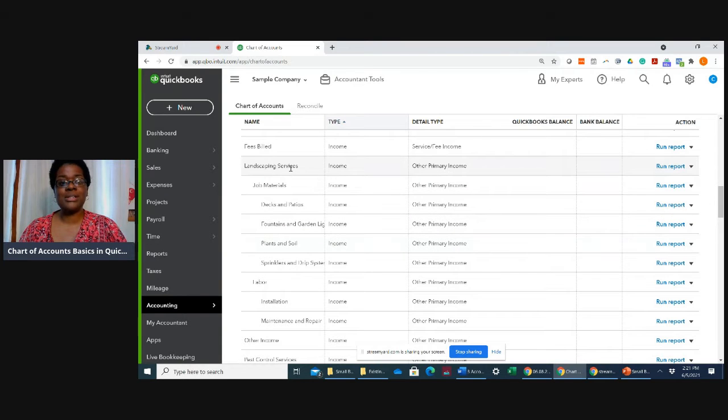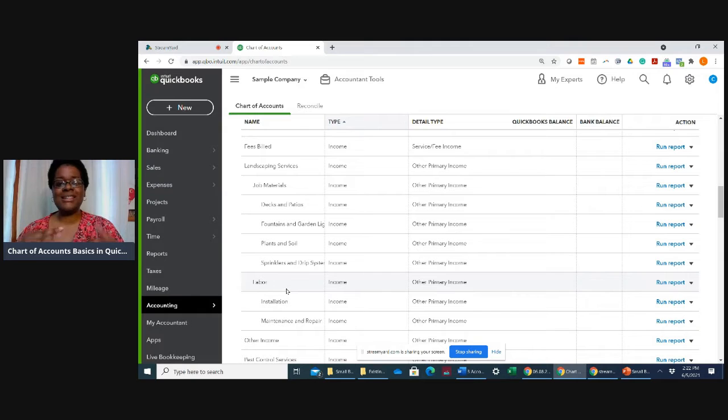So for instance, this is a sample company. It's a landscaping company. And as you can see here, they have landscaping services. And then underneath that, they have job materials because they charge their clients the job material. Then underneath even job materials, they have decks and patios. They have fountains. They have plants and soil. They even charge them for labor.